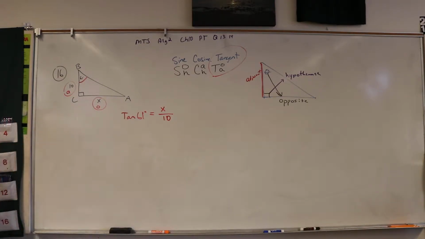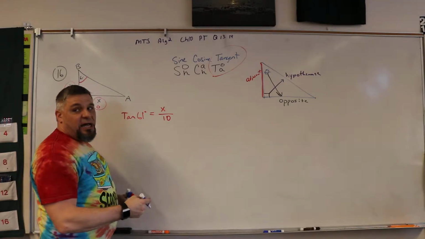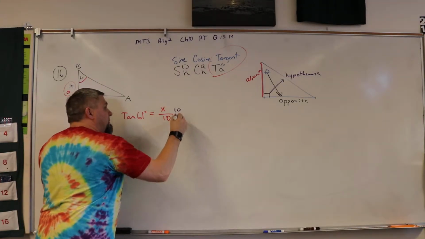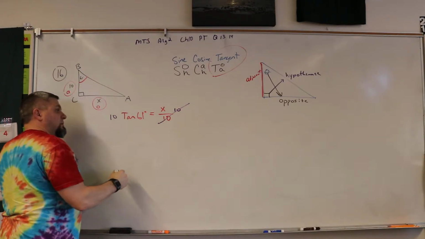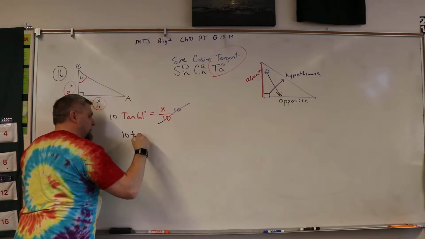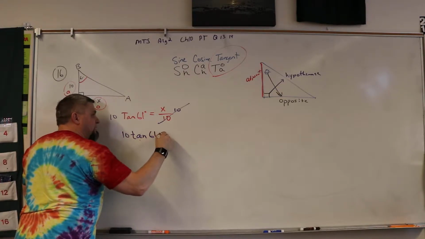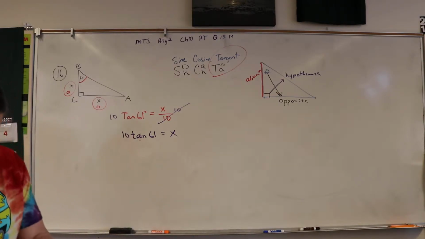Okay? And then, to get x alone on this one, it's a lot easier. We don't have to flip it. X is on top. So I just have to multiply by 10, right? The 10s cancel, and so I get 10 tangent 61 is equal to x. And so what I do is I use my calculator.